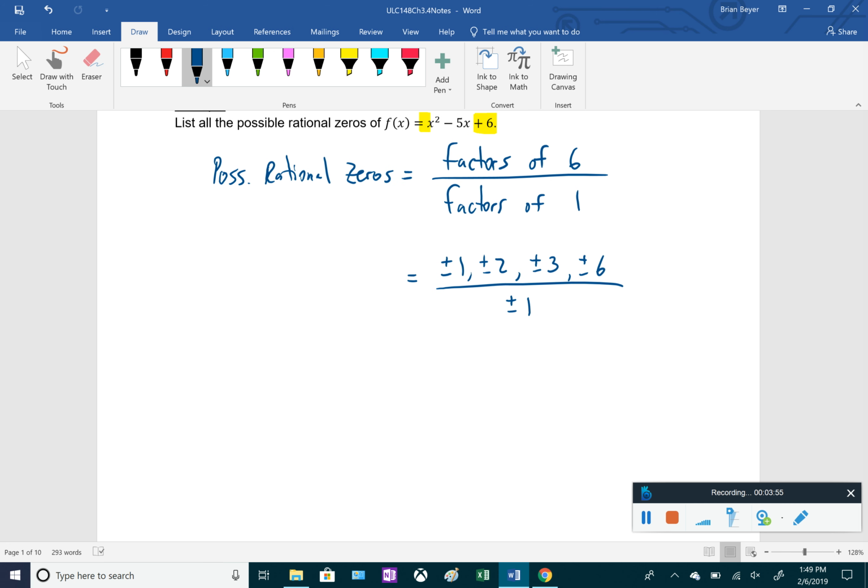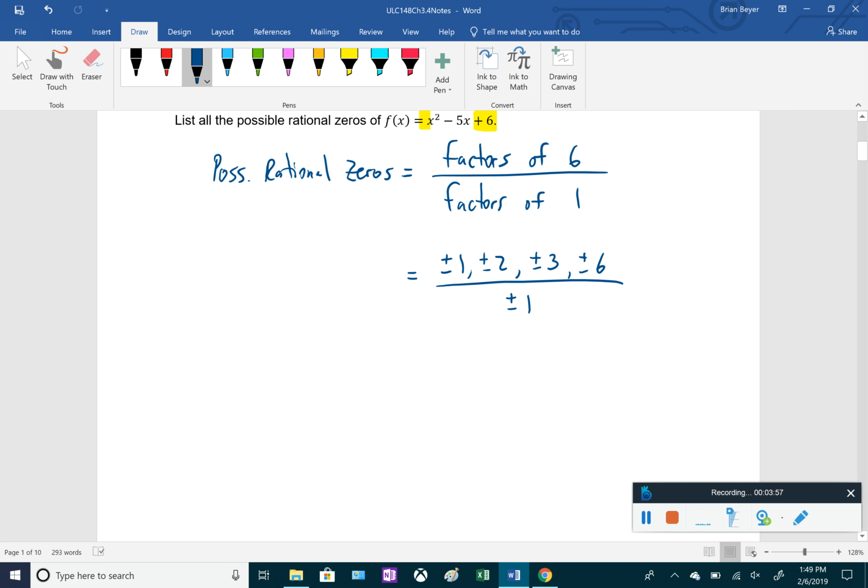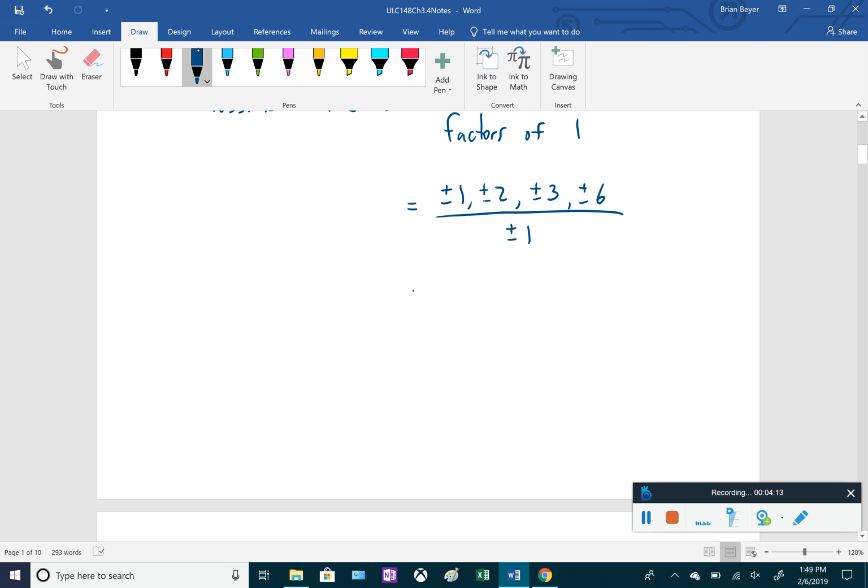So what we're actually going to do now is every possible combination. So it's going to be plus or minus 1 over plus or minus 1, plus or minus 2 over plus or minus 1, plus or minus 3 over plus or minus 1, plus or minus 6 over plus or minus 1. What that ends up being is simply just everything in the numerator.